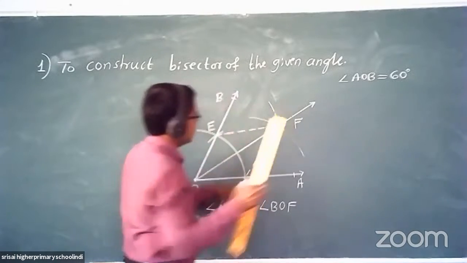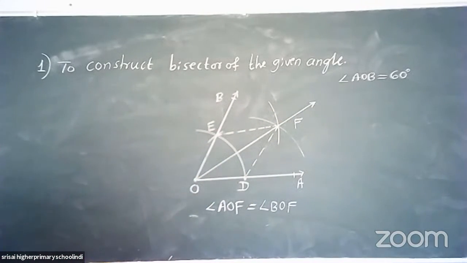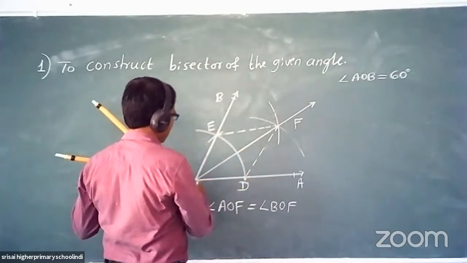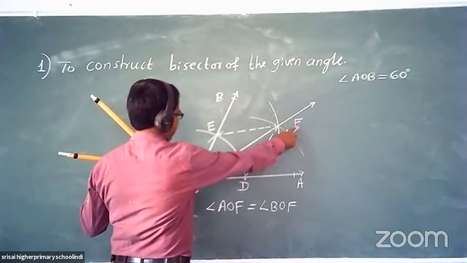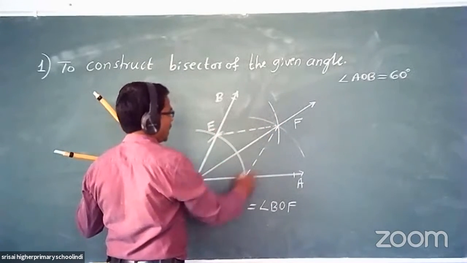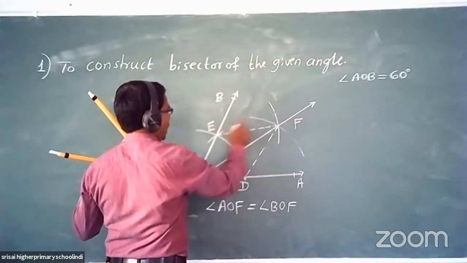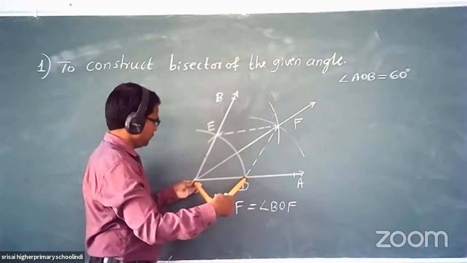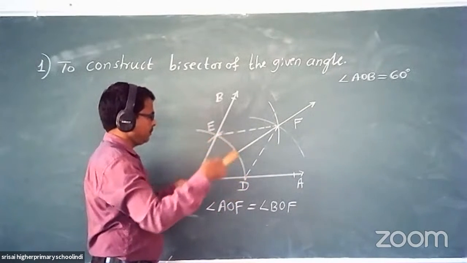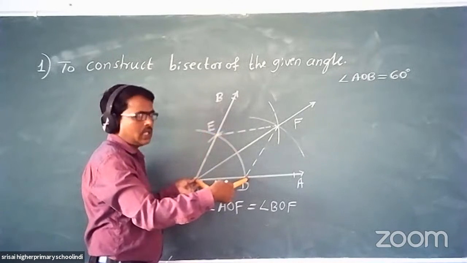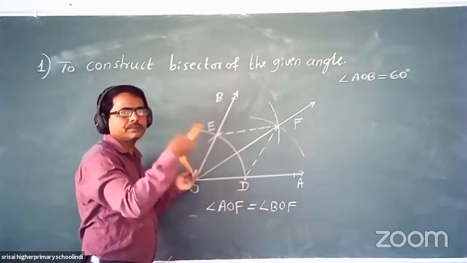Okay. Time is over. I will explain again tomorrow. Now, how this works: in triangles ODF and OEF, two triangles are there. Here, OD and OE are the same length. Why? Because these are the radii of the same arc.